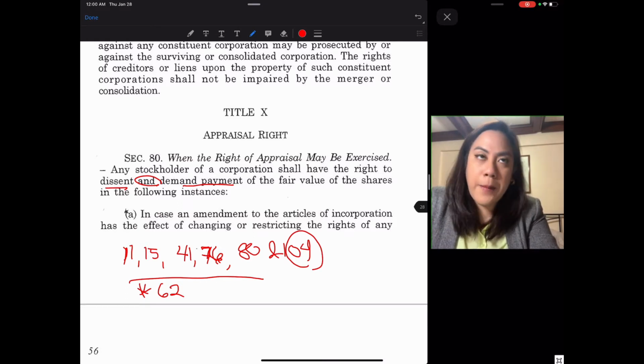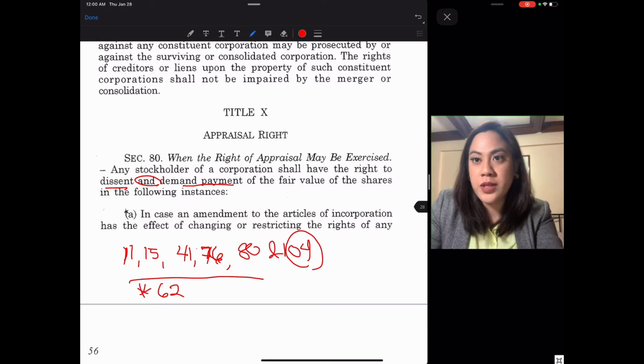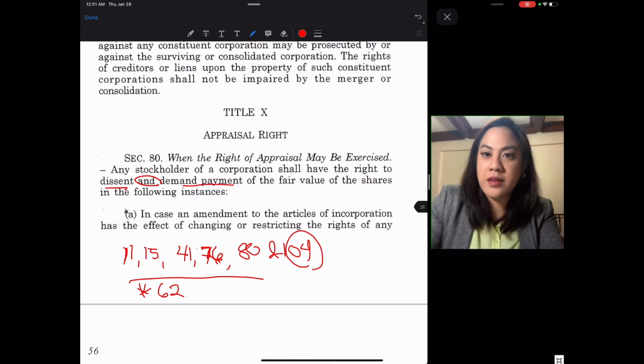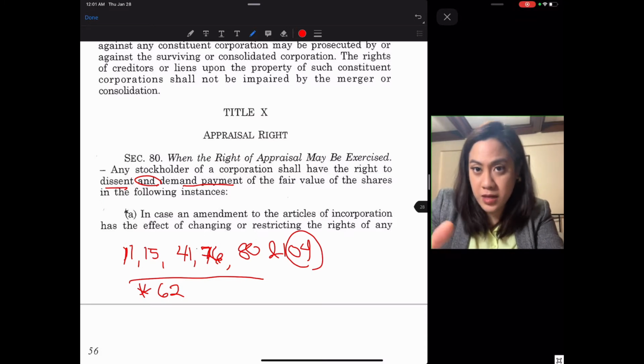The appraisal right is not an inherent right, and that's the reason why legislators had to create it under Title 10 of the Revised Corporation Code. Because if it were not stated in the Revised Corporation Code, the corporation cannot purchase the shares back as it would be in violation of the trust fund doctrine. And since it is not an inherent right, it is not an absolute right, meaning there are limitations stated under the law.